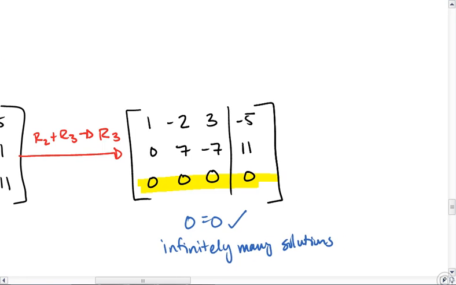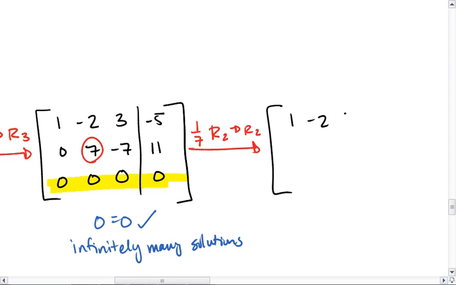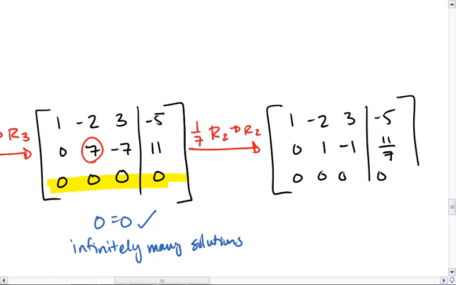I'm going to continue reducing my matrix because I want this 7 to be a 1, so I'm going to take 1/7 times row 2, and that's going to be my new row 2. So we're leaving row 1 alone. We're leaving row 3 alone. And now we get 0, 1, negative 1, 11/7.